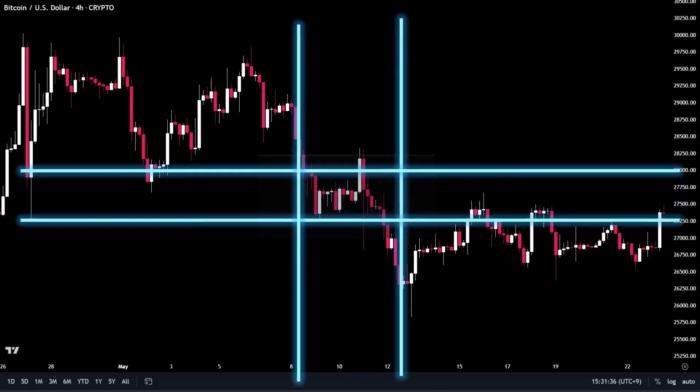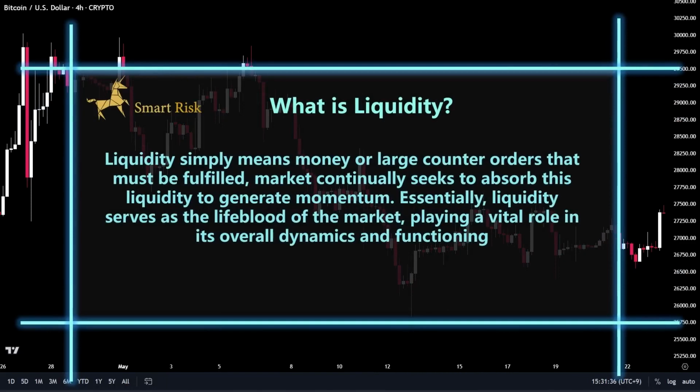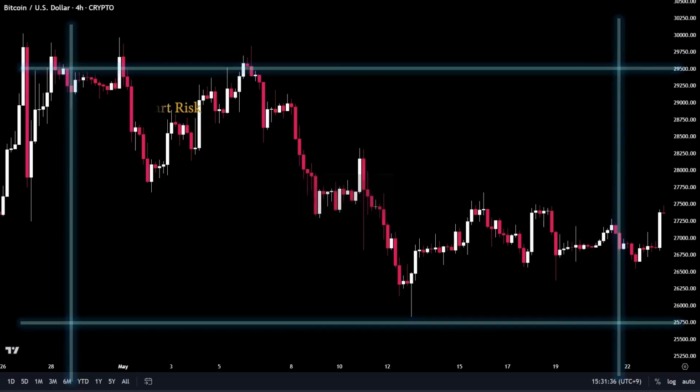So what is the definition of liquidity? Liquidity simply means money or large counterorders that must be fulfilled. The market continually seeks to absorb this liquidity to generate momentum. Essentially, liquidity serves as the lifeblood of the market, playing a vital role in its overall dynamics and functioning.